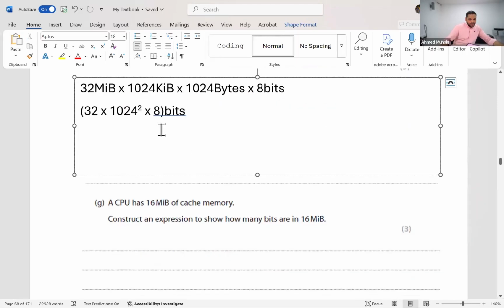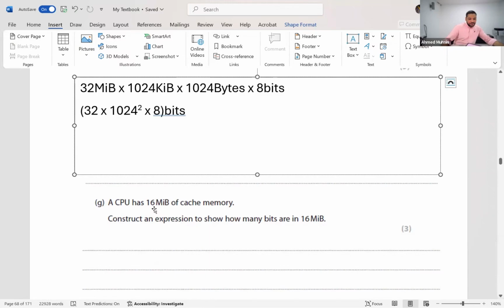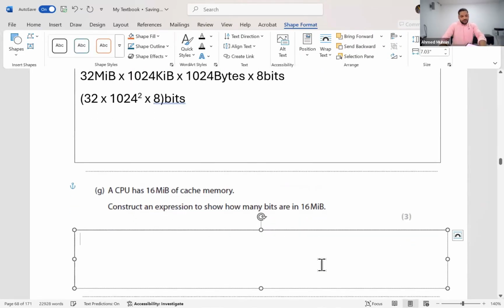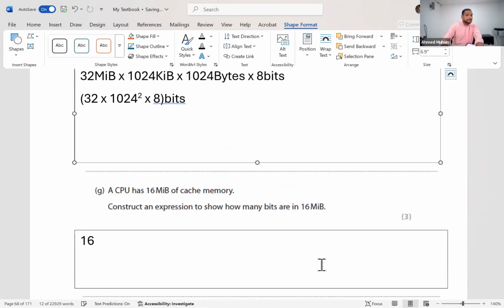Let's keep moving. A CPU has 16 megabytes of cache memory. Construct an expression to show how many bits are in 16 megabytes. Similar question. How do we do it? You're going from big to small or small to big. Hence, you have to keep multiplying.